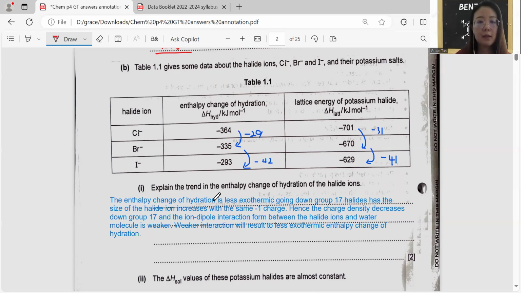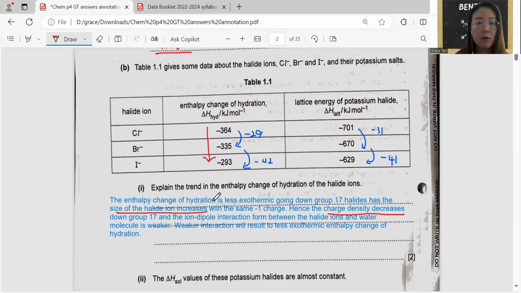It is becoming less exothermic. As you can see the number here, less exothermic. Why? It's because the halide ion size increases with the same -1 charge. Hence, the charge density decreases. I underline the keyword.